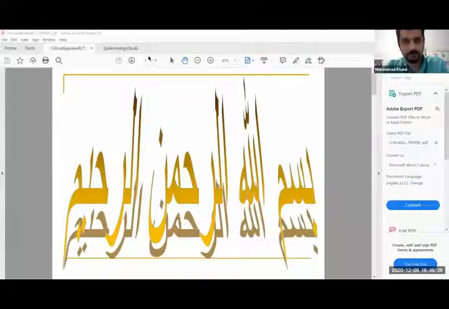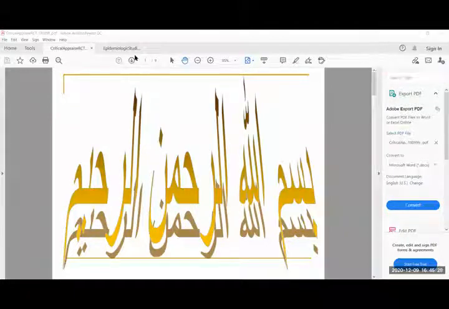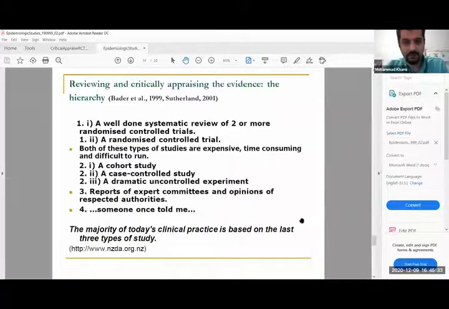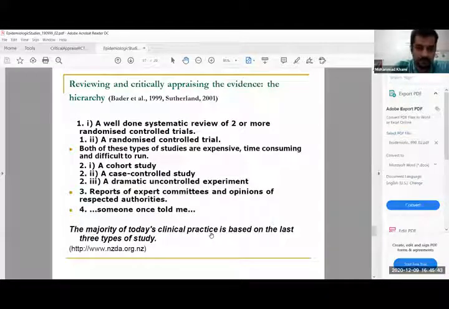Just going back to the previous set of slides to tell something about the hierarchy of evidence that we had here. It's now useful to have a look at this evidence hierarchy again. Now we know something about case-control studies and cohort studies, and we can understand why a cohort study is at a higher level than a case-control study regarding the validity of the evidence.